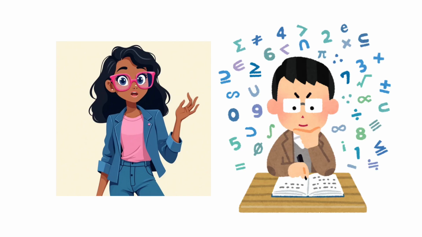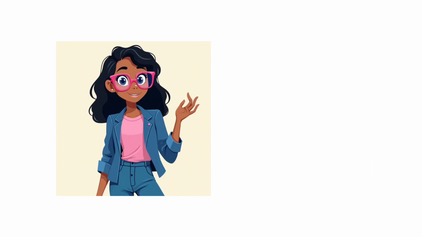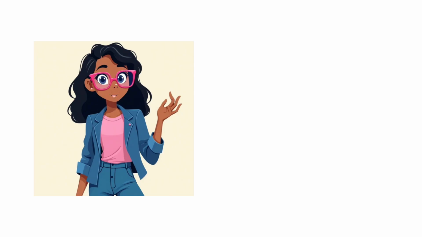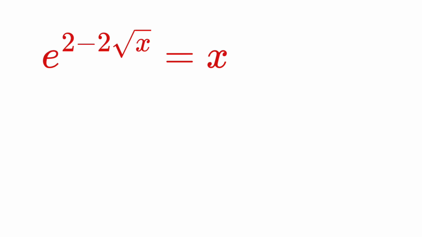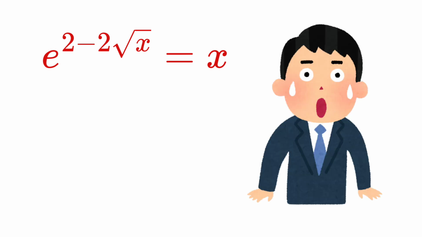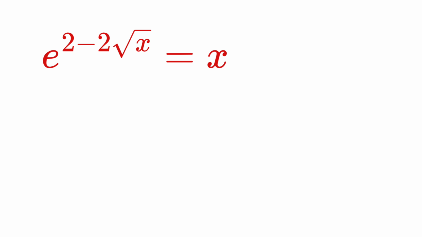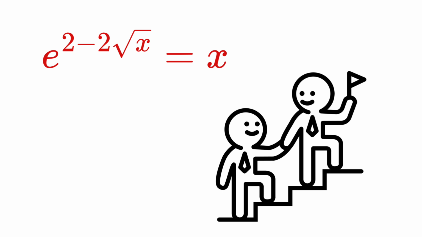Many equations can be solved with simple algebra, but some belong to a special category: the transcendental ones. In this video, we'll tackle one such equation. Our equation is e^(2 − 2√x) = x. It looks scary, but don't worry, I will guide you through each step until we reach the solution.